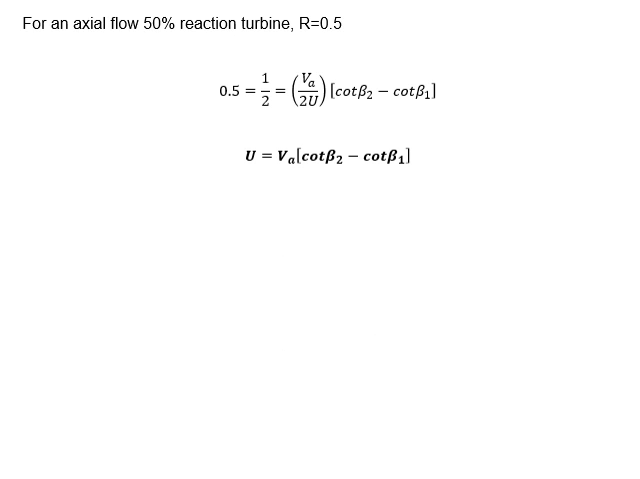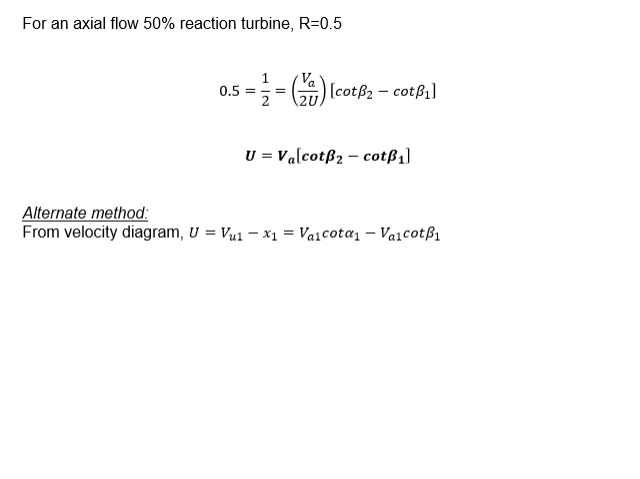Now rearrange this expression in terms of u. The 2 cancels, so u is equal to V of A into cot beta 2 minus cot beta 1. So this is one more expression, as proved in the given derivation, for the blade velocity u: u is equal to V of A into cot beta 2 minus cot beta 1.